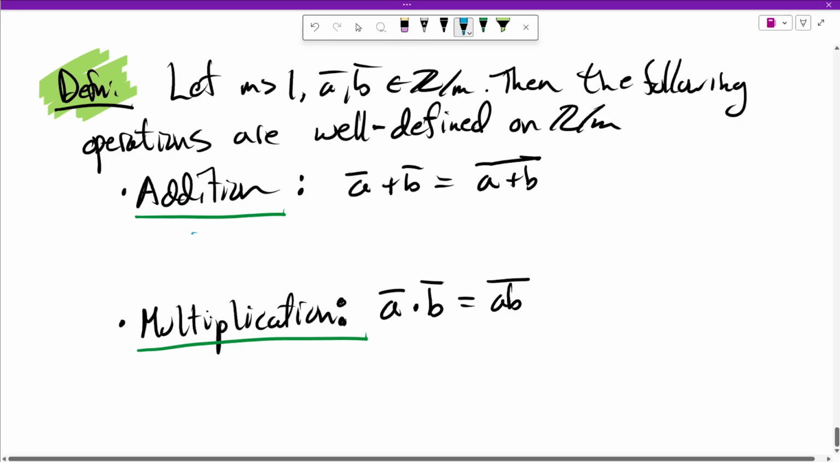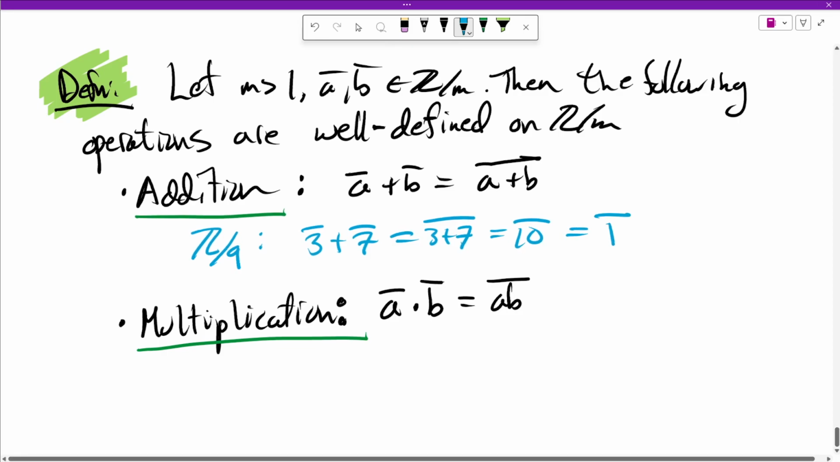So as a quick example, suppose we were in Z mod 9. We could take, for example, 3 bar plus 7 bar. So that's 3 plus 7 bar, which is 10 bar. Modulo 9, that's the same as 1 bar, though. And the theorems prove that this is well defined, namely, if we were to represent 3 in a different way, say as 12 modulo 9, we would get the same answer.